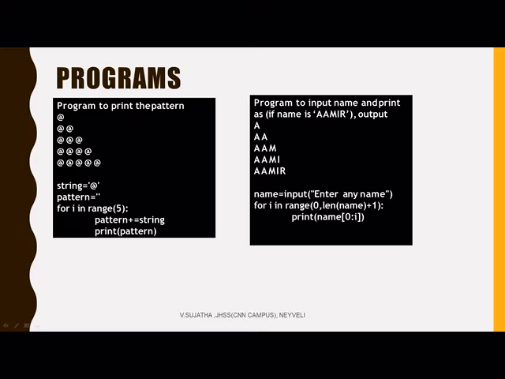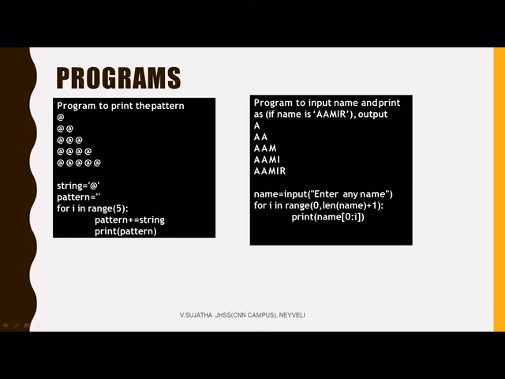Then in the next iteration, the i value will become 2. Now in pattern you already have 2 at symbols, and the string has 1 at symbol, so adding gives 3 at symbols. Like that we can print this pattern. This is one simple method. If they ask for a pattern printing program, we can use any method. In the same manner, we have another example.